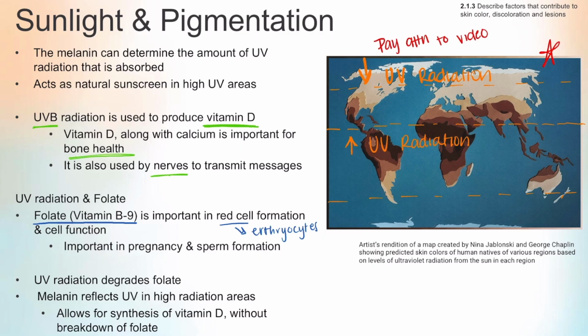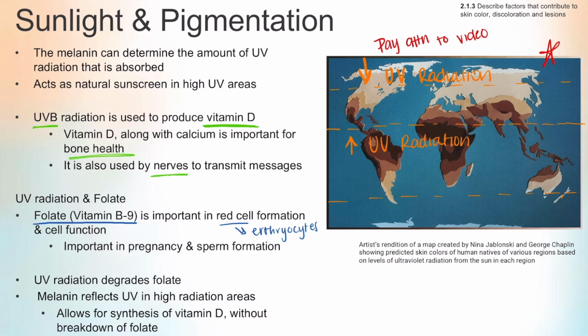Now, if we were to have somebody who has high amounts of pheomelanin present in that same location, so in that tropical or equatorial region, what we're going to see is that the pheomelanin, that red yellow pigmentation, is not going to reflect as much UV radiation. And so while we have a very large amount of vitamin D synthesis that is possible, we are also exposing the body to UV damage or breakdown of that vitamin B9.